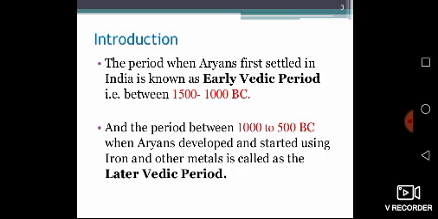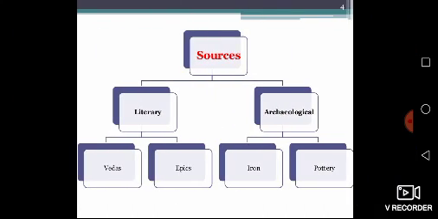That means the time when Aryans developed and started using iron and other metals is called the later Vedic period. So these are the two different periods in the Vedic period: early Vedic period and later Vedic period.